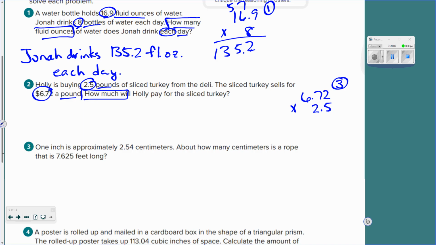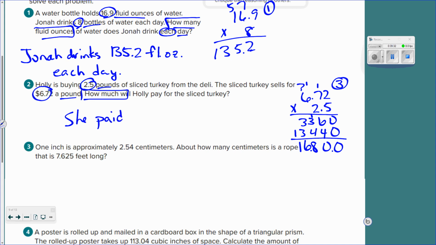Now I'm multiplying 672 times 25. So 10, 35, 36, 33. Put my 0 placeholder. Gives me a 4, 14, 12, 13. Add them up. 0, 10, 8, 6, 1. I need 3 decimal places. So I go from the back. 1, 2, 3. So she paid $16.80 for the turkey. Is this making sense for everybody?